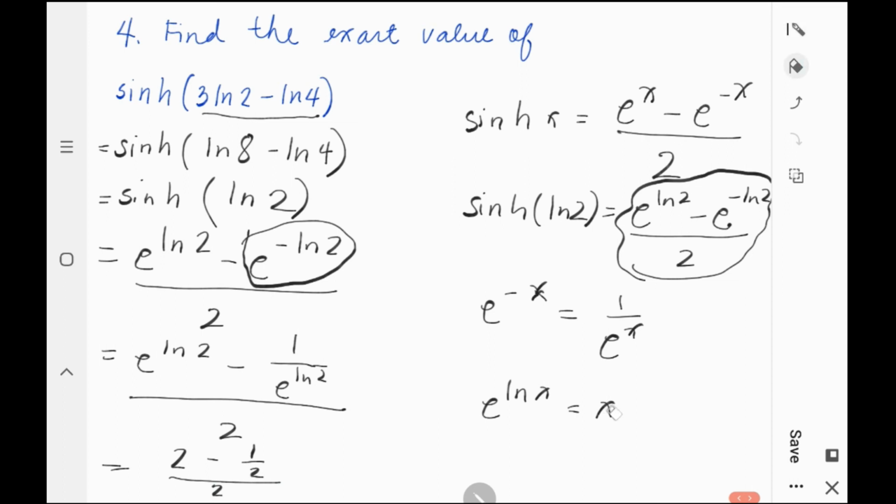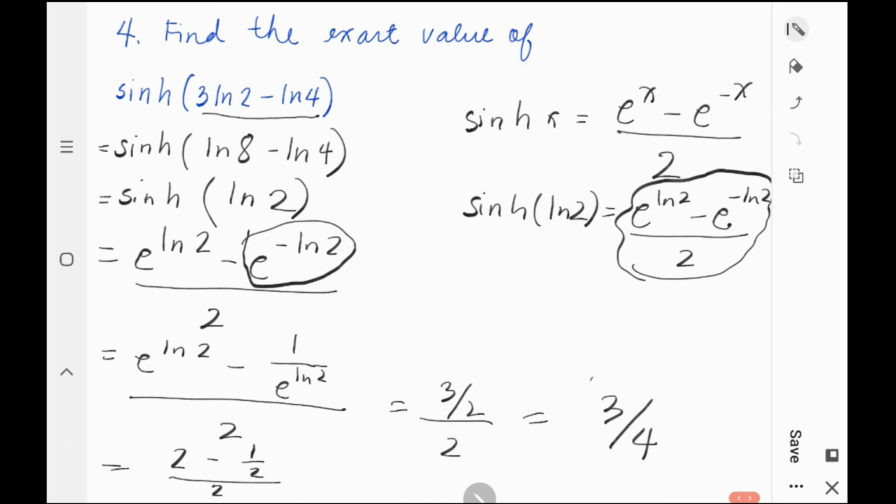Okay. Now, what is the simplified form of the numerator? 2 times 2 is 4 minus 1 is 3. So we have 3 halves divided by 2, and the answer is 3/4.